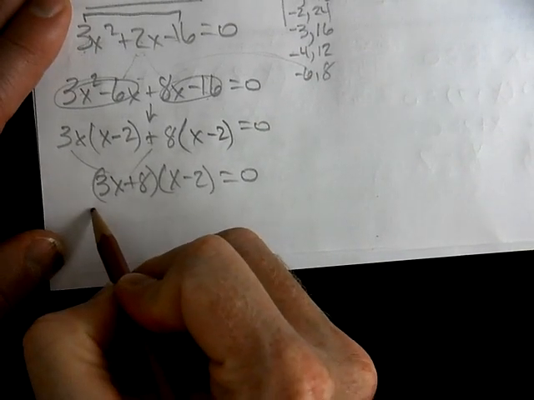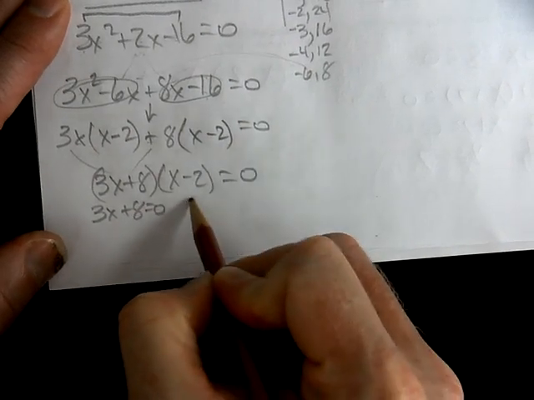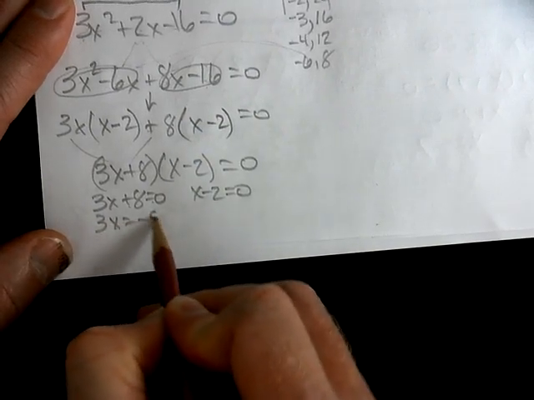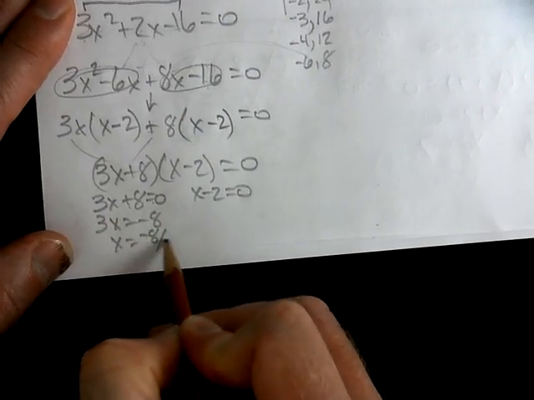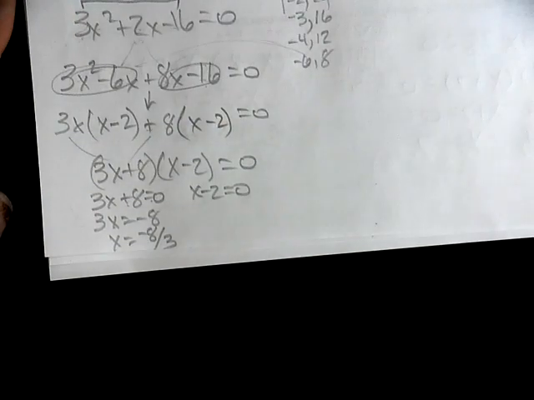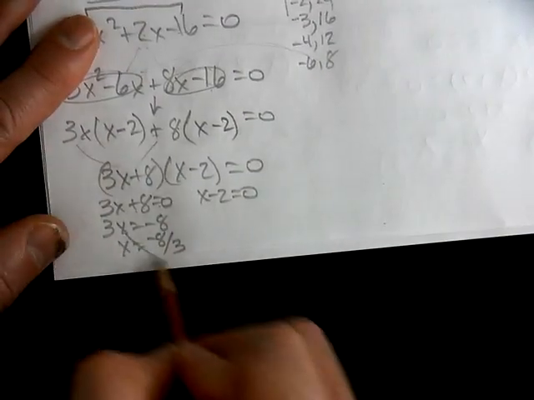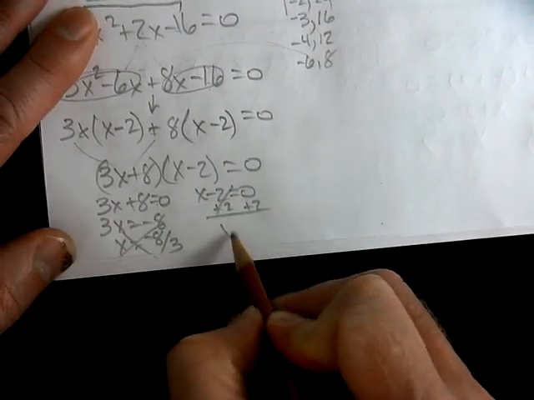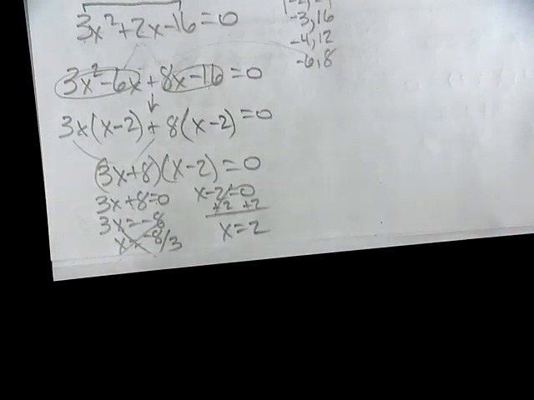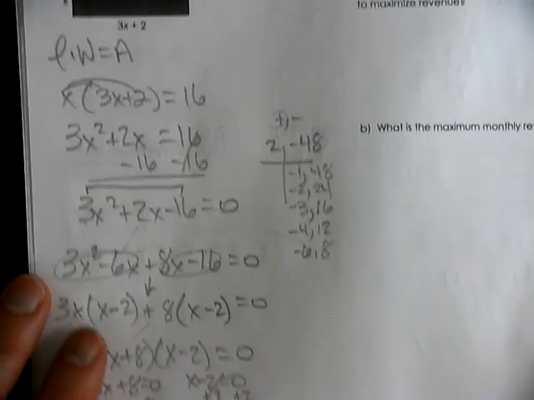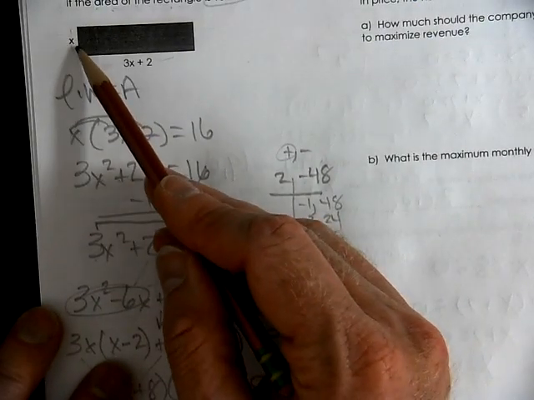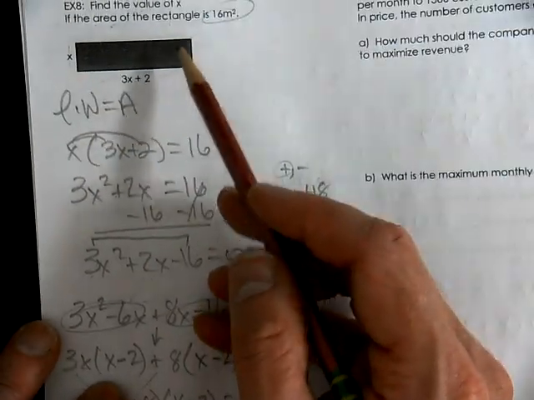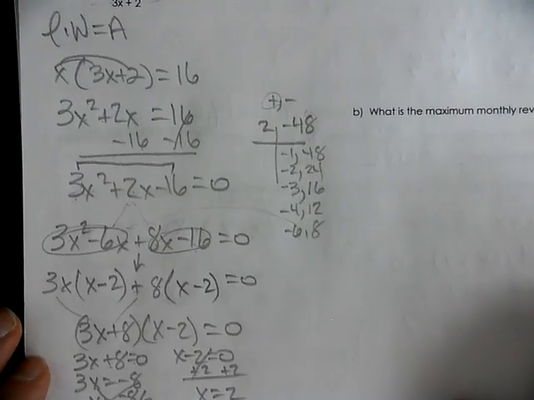Now we need to use the zero product property. Subtract the 8 and divide by 3. But that's a negative answer. My dimension can't be negative, so I'm going to rule that out. Here we add 2 and add 2, so x equals 2. So if x is 2, we're going to have 2, and 3 times 2, 6 plus 2 is 8. 2 and 8 makes 16. That works out. Works out great.